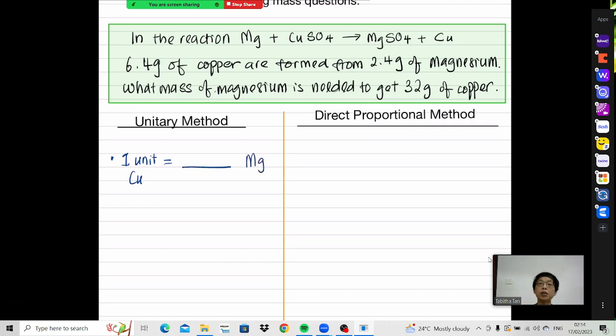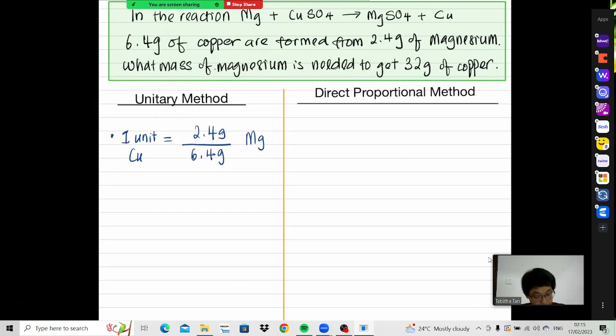Guess what? You may pause the video and try to put in. Who would you put in as denominator? You want copper? Join me later when you have thought about this. I believe you have thought about this, and let's move on. So if you want the 1 unit copper, you just put in copper, 6.4 gram of copper down here, producing 6.4 gram of copper are formed from 2.4. So magnesium, I'm just going to put there 2.4 gram.